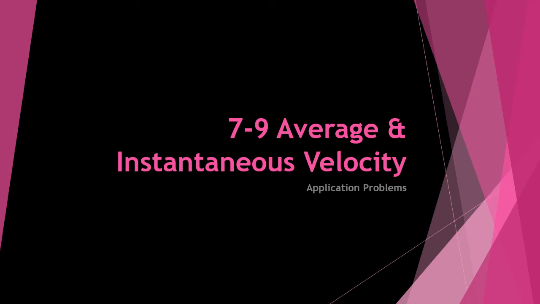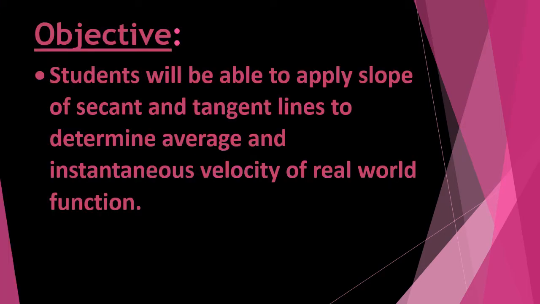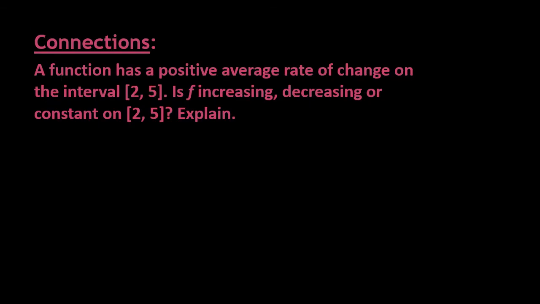Alright kiddos, today we're going to talk about average and instantaneous velocity, which are basically the same thing as average and instantaneous rate of change, but with real-world applications. So, our objective is to be able to apply the slope of the secant and slope of the tangent lines to determine the average and instantaneous velocity of real-world functions.